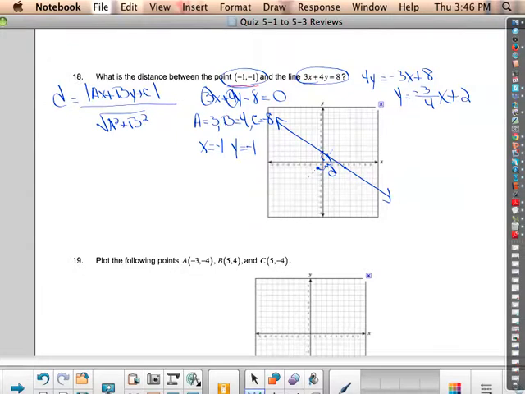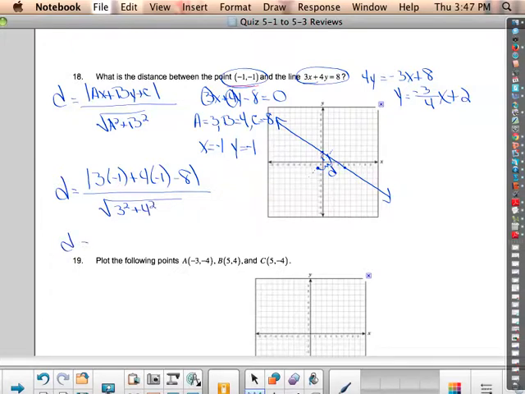So now you can just substitute these values into this formula. The absolute value of 3 times -1 plus 4 times -1 minus 8 all over the square root of a, which is 3. So 3 squared plus b squared, which is 4 squared.